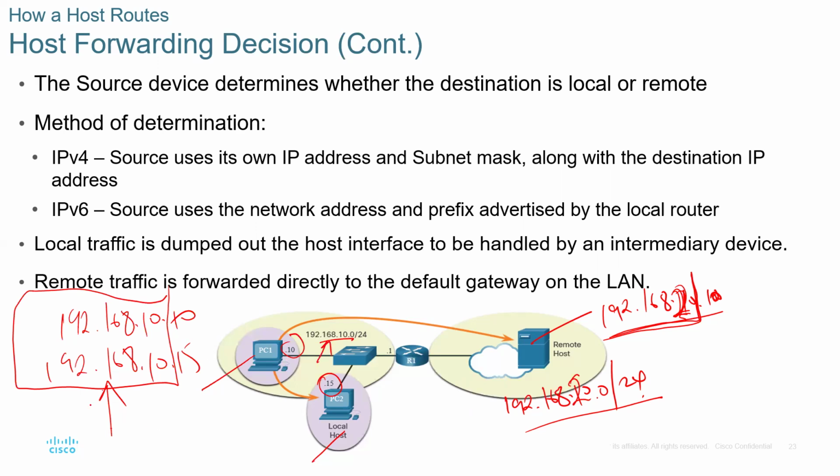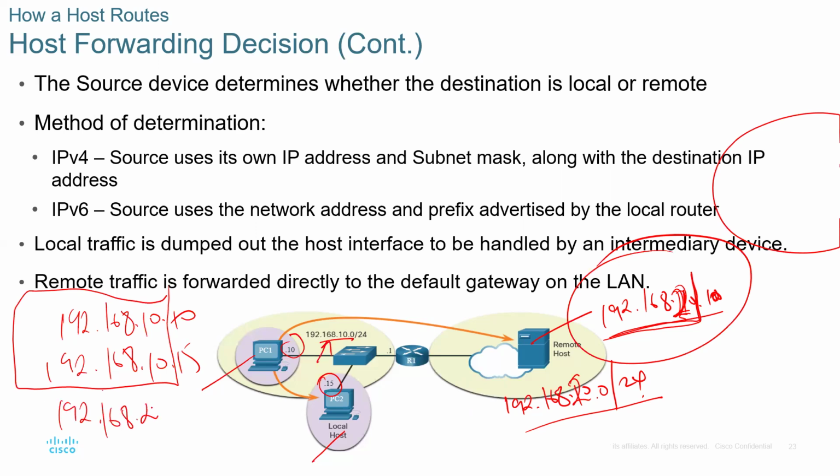But if they have different IDs, let's put the IP address from this one right here. It's 192.168.20.10. If you compare this, they are different. That basically means a remote network.